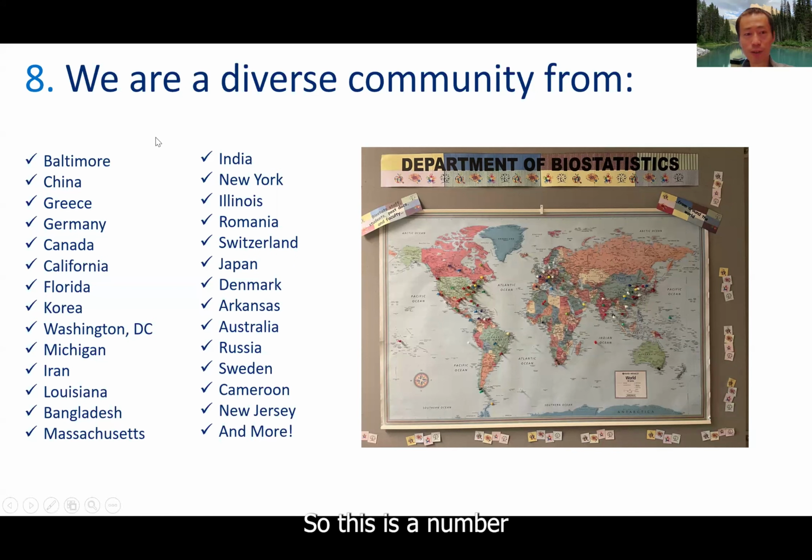So this is number 8 reason why you want to be in the department. We are a very diverse community, and we are proud of this fact because this actually helps us learn all the perspectives across the world about both the society and the science. And then this often inspires new ideas, and helps us work on things that will benefit everyone in the world.